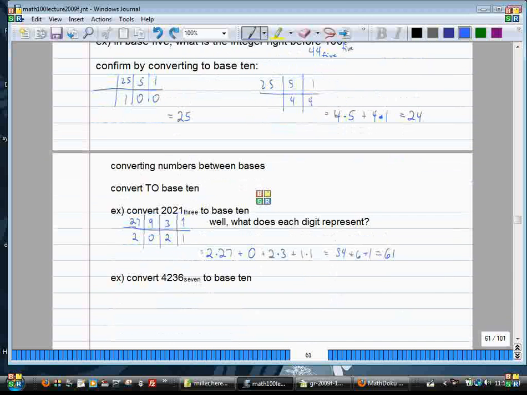Okay. So let's do another example together. So we've got 4,236 in base 7. And let's convert that to base 10. So how do you do that? What's the first thing you need to do? First thing you need to do is write down your place values. So 1, 7, 49. Now would you think a little bit? Nope. 343.